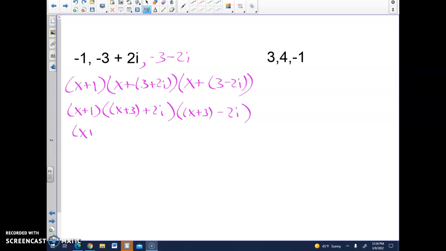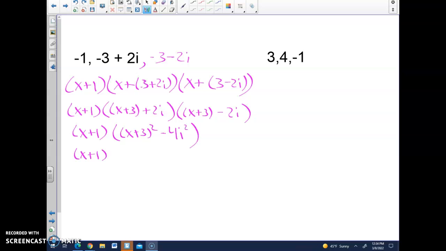Now, same thing as when I did with an irrational number. When I multiply these two together, it's a difference of two squares. It's x plus 3 squared. I get negative 2i times x plus 3 and positive 2i times x plus 3. Those middle terms always cancel. And then 2i times negative 2i is negative 4i squared.